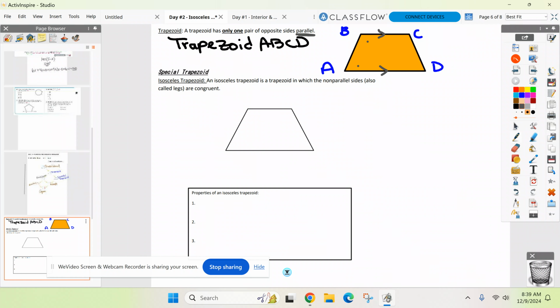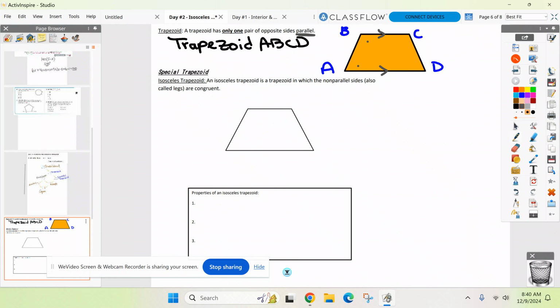Because these lines are parallel, B and A add to 180, and so do C and D. So keep that in mind as we do some of these problems today. B and A add to 180, and so do C and D. Hey, guys, that is it. That's the trapezoid. That's all I got for you. One pair of opposite sides are parallel. That's it.